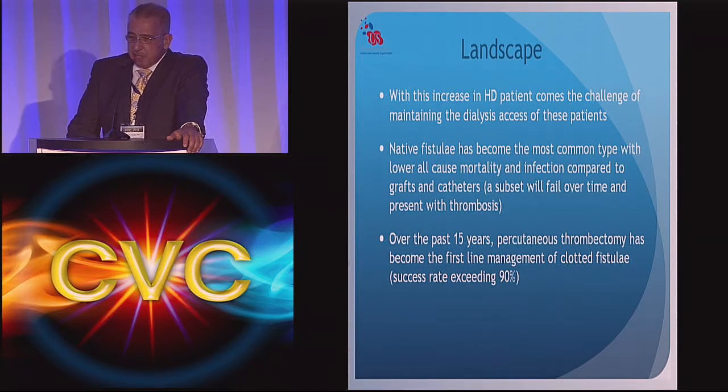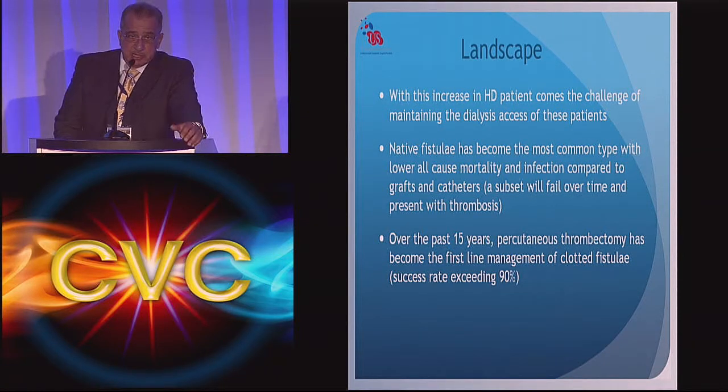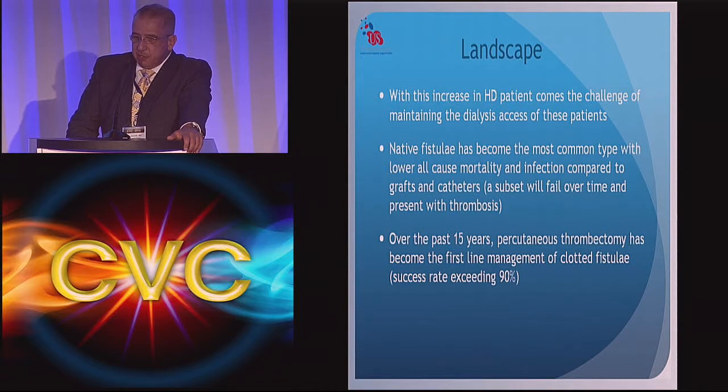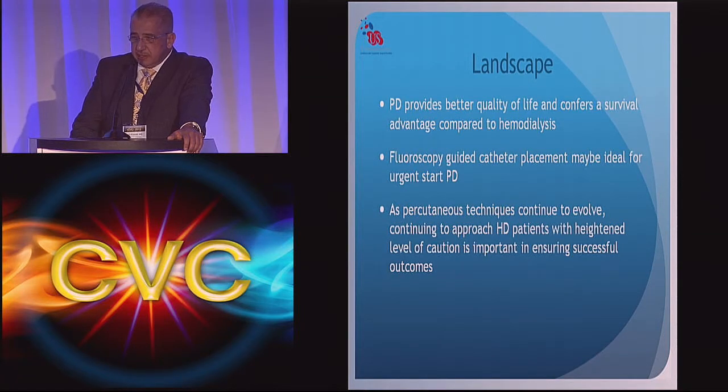Native fistulas have become the most common type of access, with lower all-cause mortality and infection compared to grafts and catheters. And obviously, a subset will fail over time and present with thrombosis, and that's when they head to the access centers. Over the past 15 years, percutaneous thrombectomy has become the first-line management of clotted fistulas, with a success rate clearly exceeding 90%.